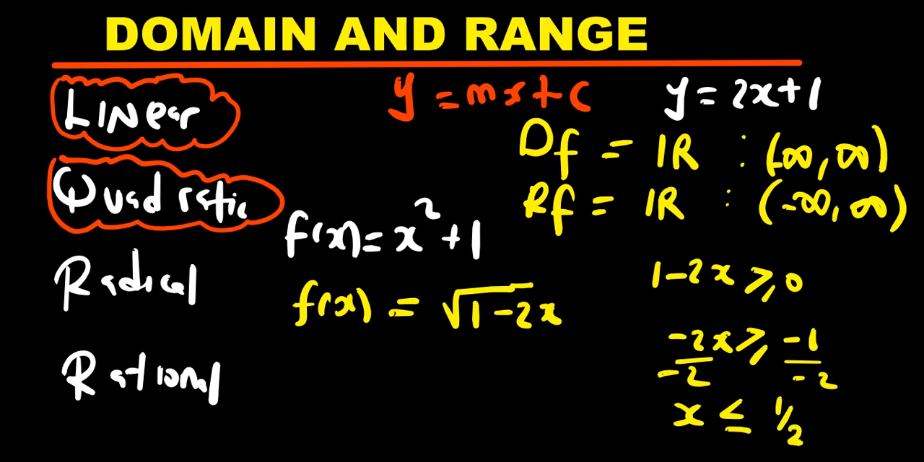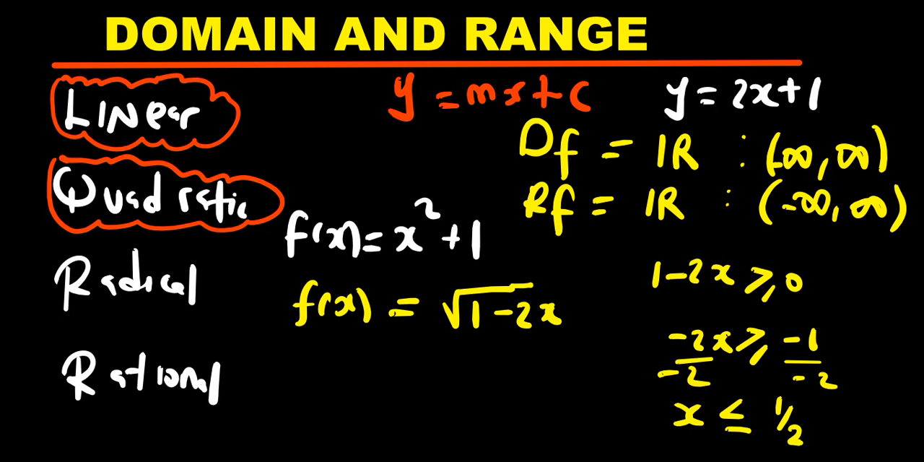Why have we changed the sign? Because when you are dealing with inequalities and you divide by a negative number, the inequality changes direction. So what this means is that you want all the values of x that are less than or equal to half. Simple like that. Very, very important for you to know.